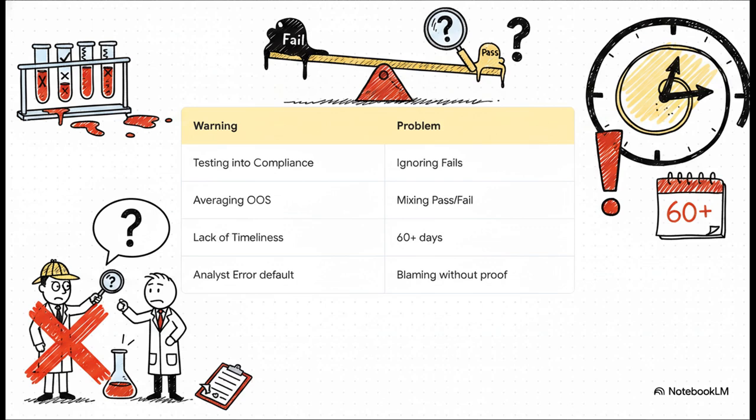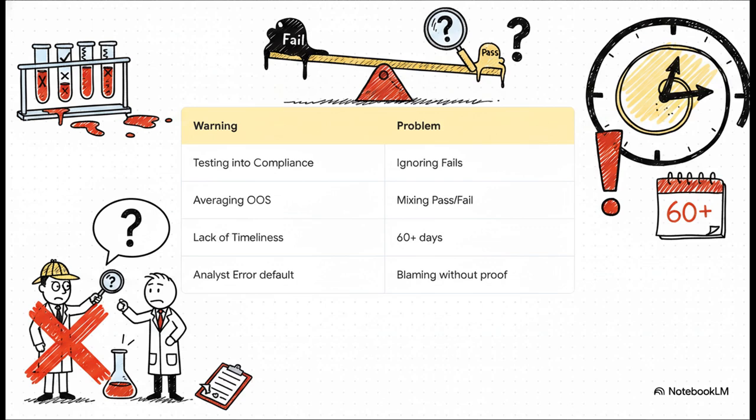First, testing into compliance. No, you cannot just test a sample over and over until you finally get a pass and magically ignore the fails. Second, averaging OOS results. You can't just average a failing 50% and a passing 100% to get a passing 75. That is straight-up data manipulation. Third, lack of timeliness. Letting an investigation sit for 60-plus days without a really good justification is totally unacceptable.